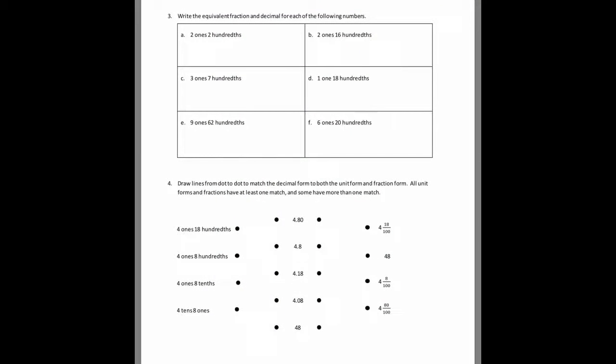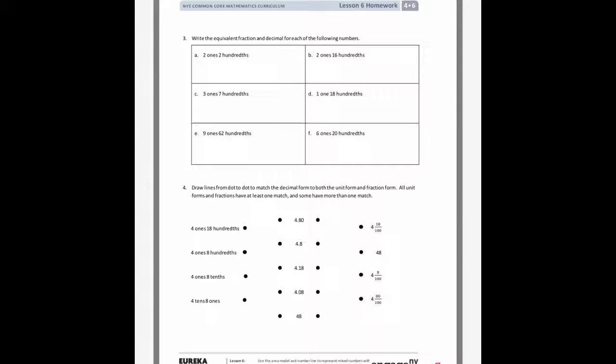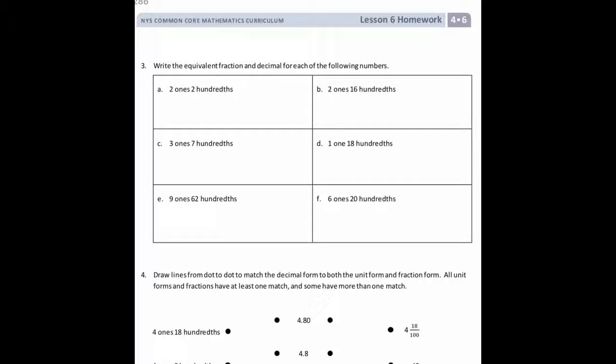It says write the equivalent fraction and decimal for each of the following numbers. So let's start off with 3a. It says 2 ones and 2 hundredths. So that would be 2.02. It wouldn't be 2.2 because 2.2 would be 2 ones and 2 tenths, but we want 2 hundredths. So we need to make sure we put the 2 in the hundredths place and put that 0 there.